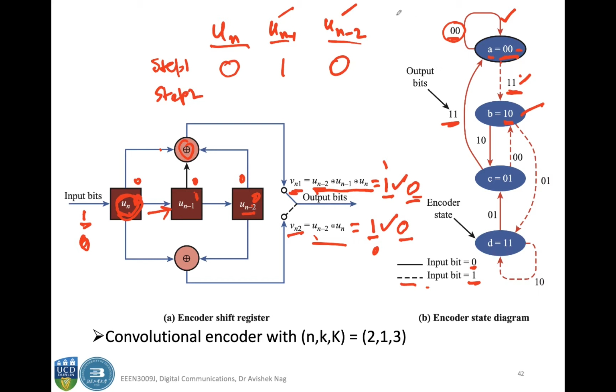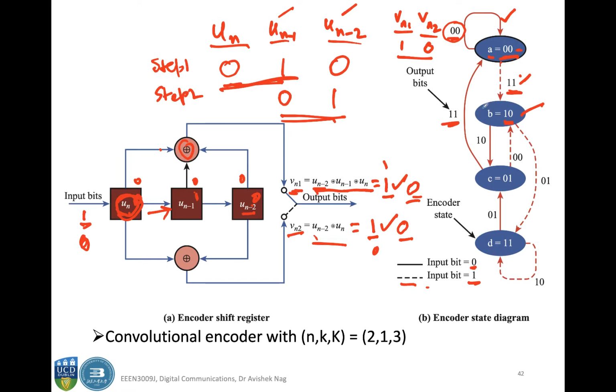Okay, so let's say your vn1 will be 1, and let's see what your vn2 will be. vn2 will be un minus 2 plus un, so this will be 0. So when your state is 1 0 and the input is 0, your output will be 1 0, and you will move to the state 0 1, because these two will now shift to here. So let's verify that.